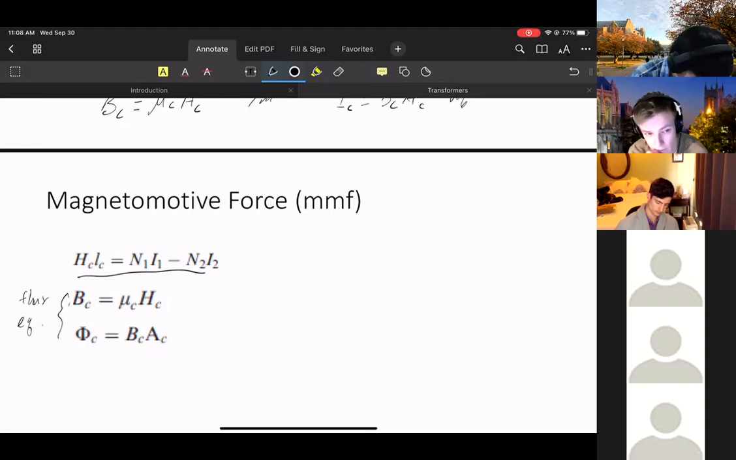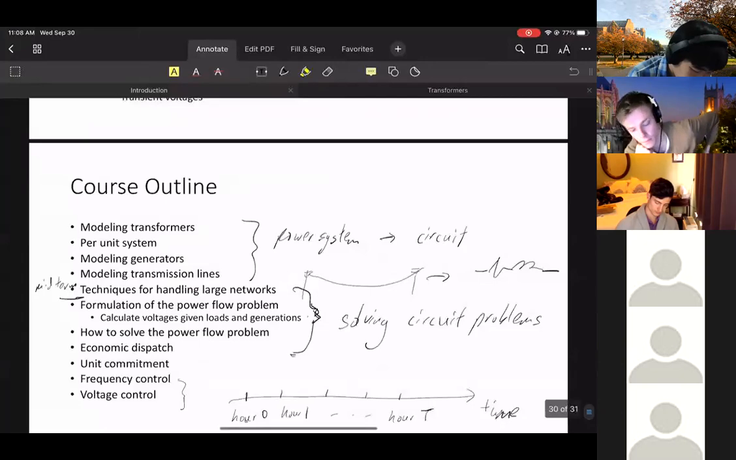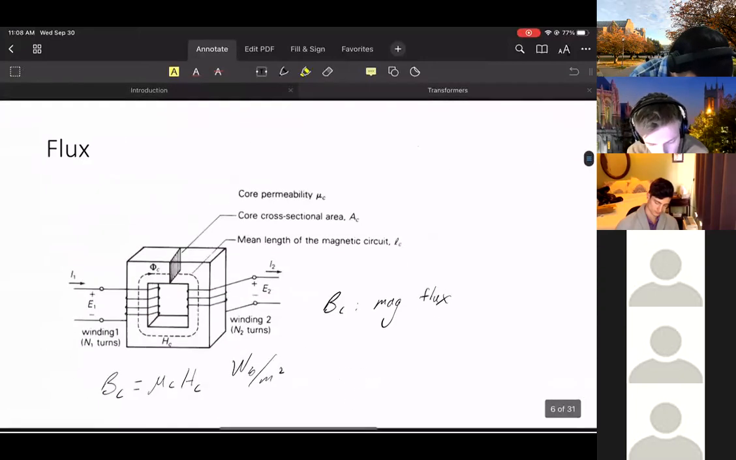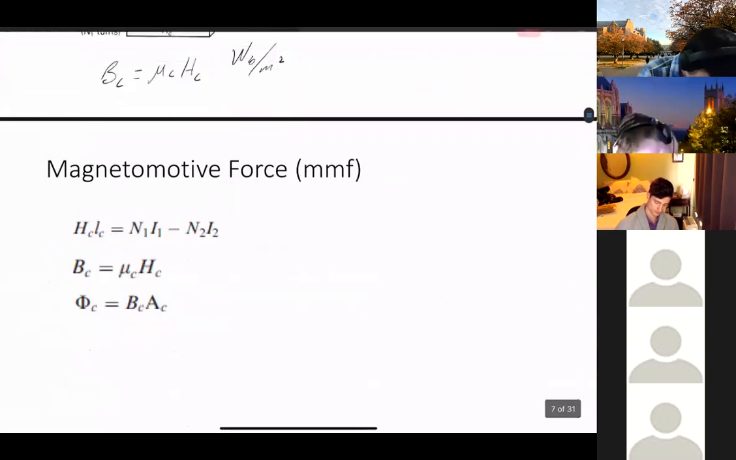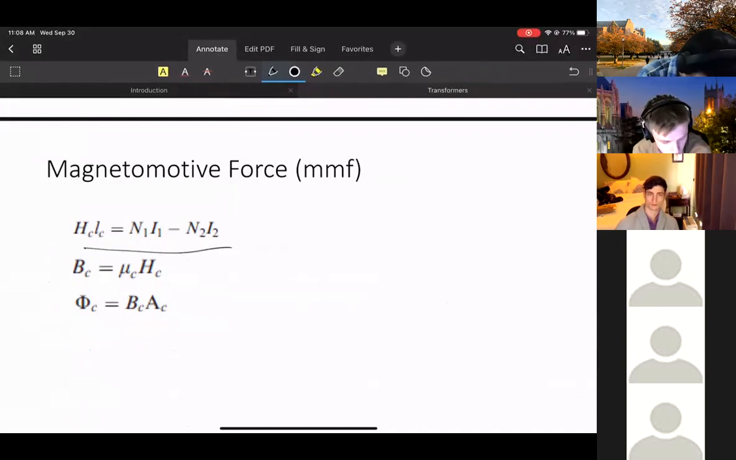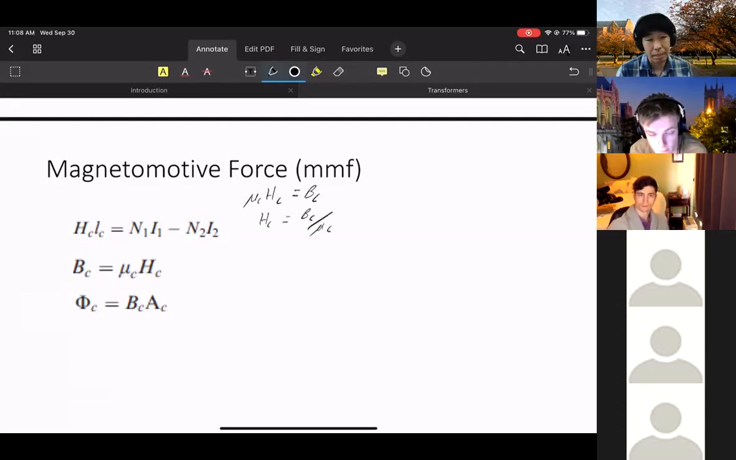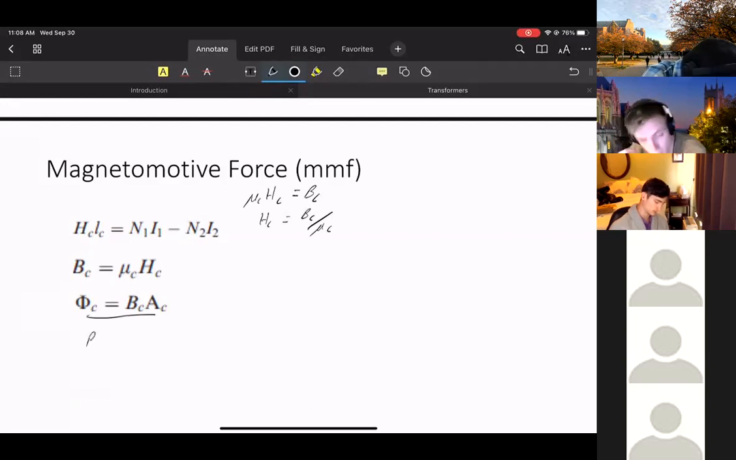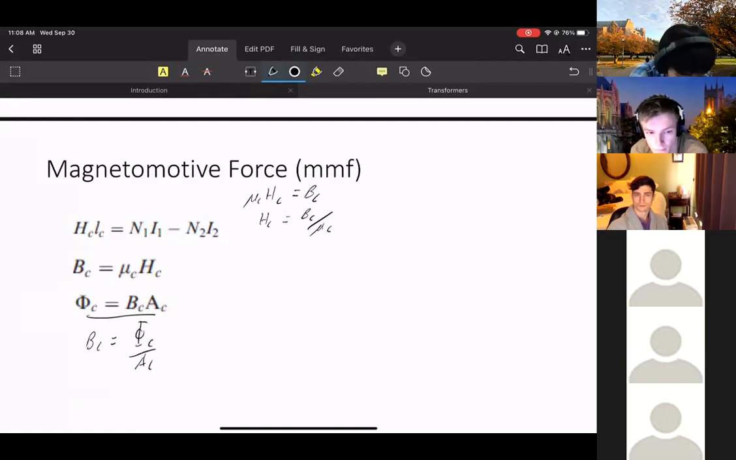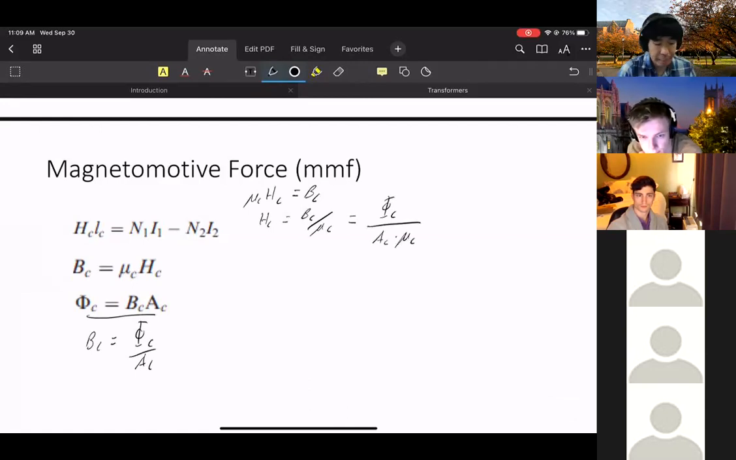Let's try to relate them to each other. First of all, let's look at this equation, HC mu C equals BC. This way I can write HC equals BC over mu C. And from the flux equation, I have BC equal to phi C over AC. Substituting here, I have phi C over AC times mu C. So that's the equation.